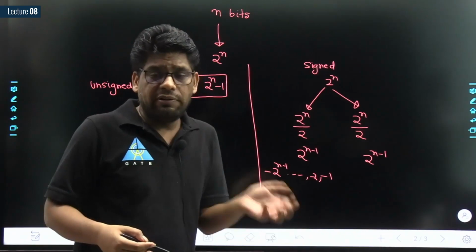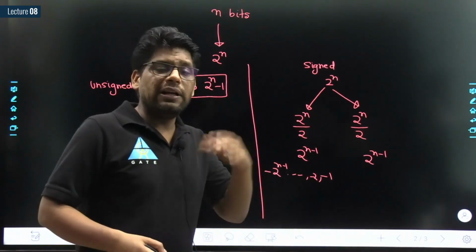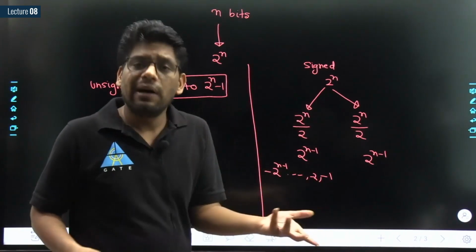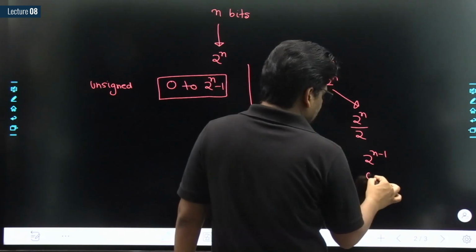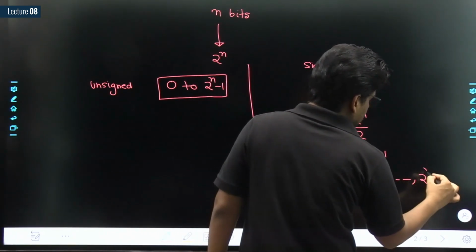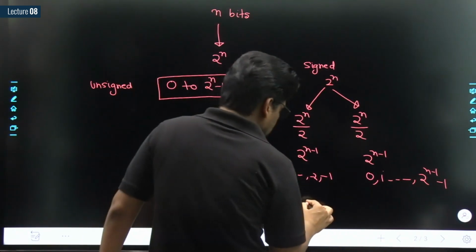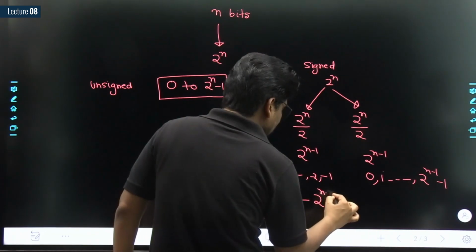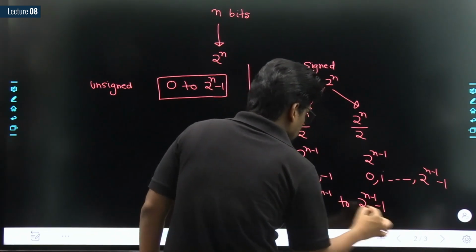100. If I ask you 1 to 10, how many are they? 10. If I ask you minus 1 to minus 10, how many are they? Again, minus 10. Okay. But in case of positive, we have to start from 0. That is why, what is the last number we can represent? 2 to the power n minus 1, minus 1. So, what is the range here? Minus 2 to the power n minus 1 to 2 to the power n minus 1 minus 1.